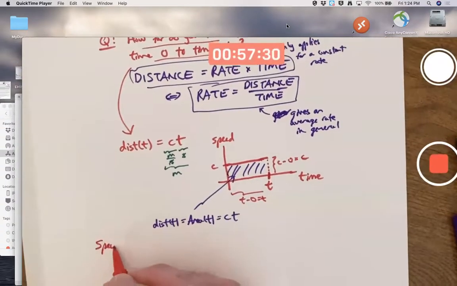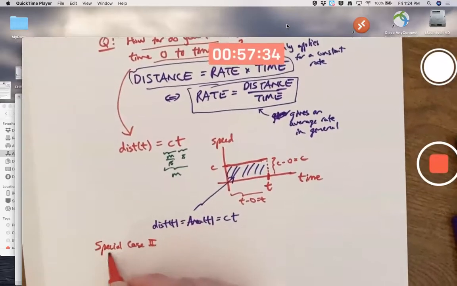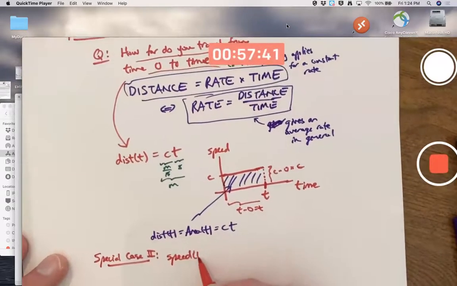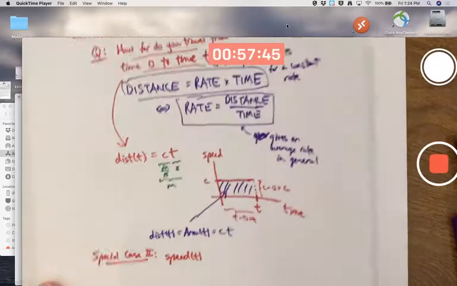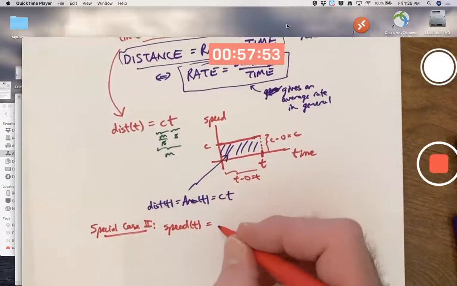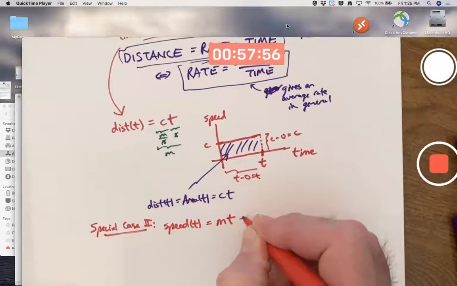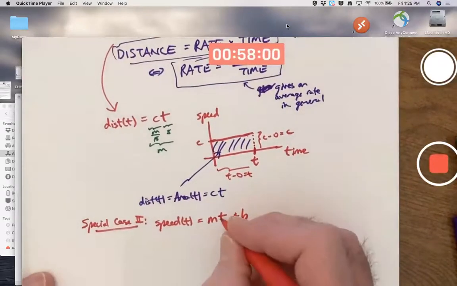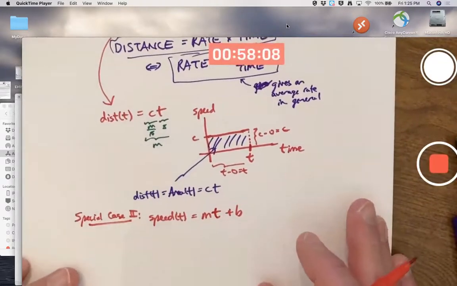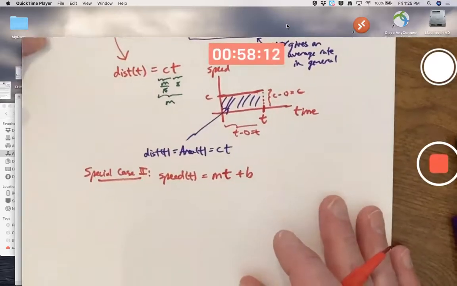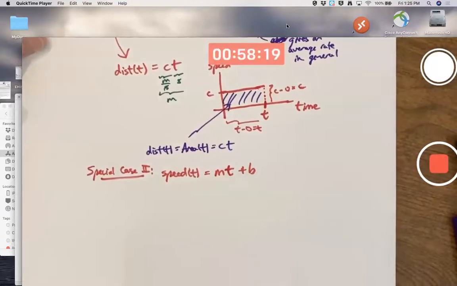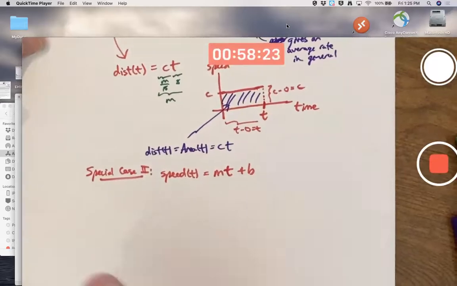Special case 2. Say the speed is not constant, but let's say it's a linear function. What should I pick? How about mt plus b, a linear function, where m and b are constants. I could pick specific numbers for all these things. I could have picked a specific number for c. I could pick specific numbers for m and b. But I want you to be able to handle generalizations too.